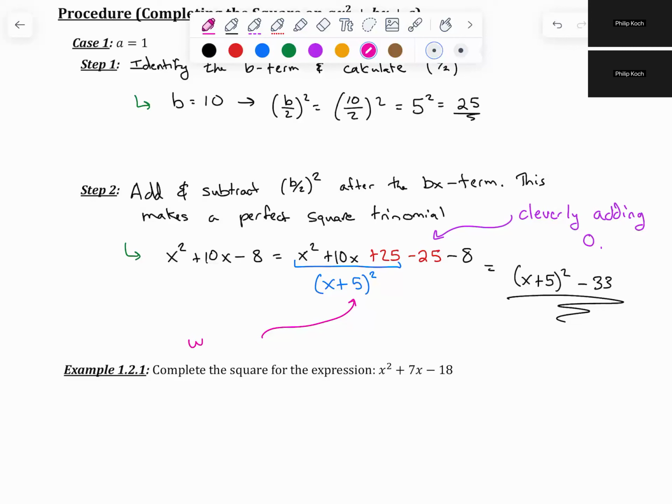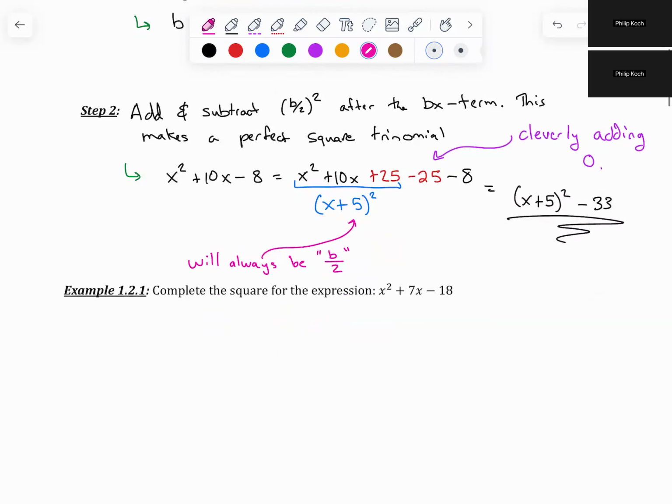However, if you want the quick trick, notice that this will always be b over 2. b over 2 in this case was 10 over 2, which was positive 5. And it just so happens that this was x plus 5. That's not a fluke. That always happens. So you can go through and factor it by hand, but you don't have to. You can just know that it's going to be b over 2. However you want to factor it is your prerogative. So let's do an example.